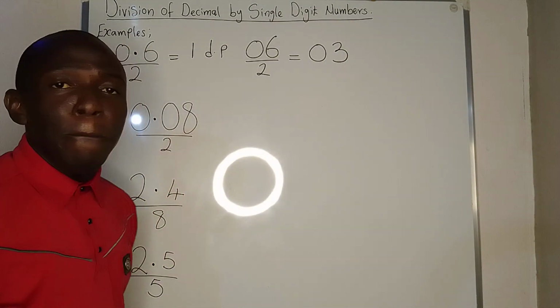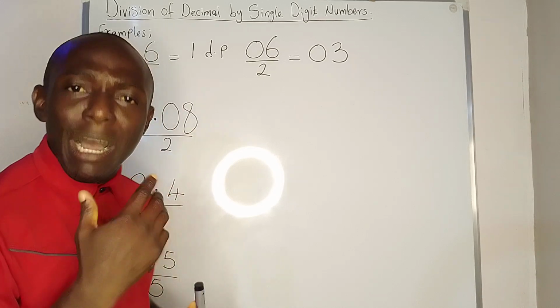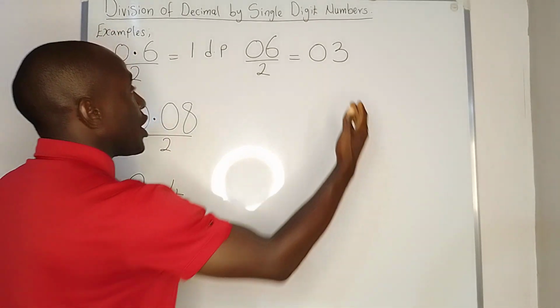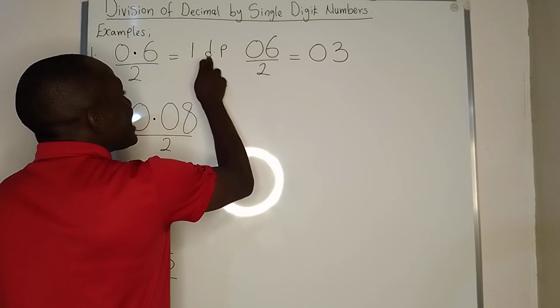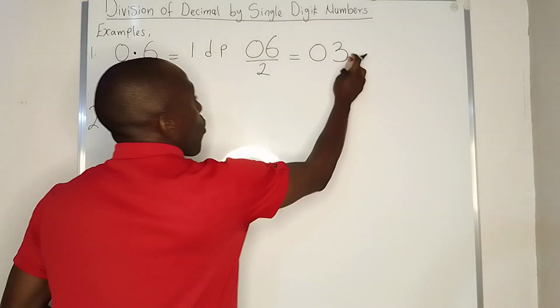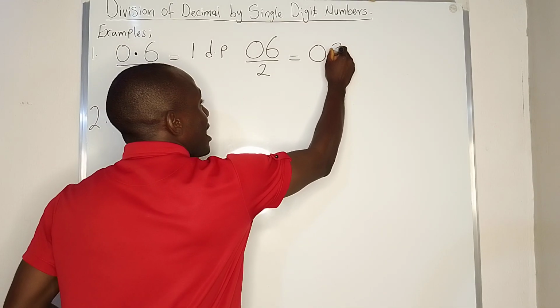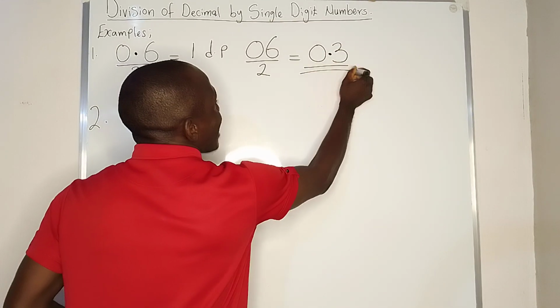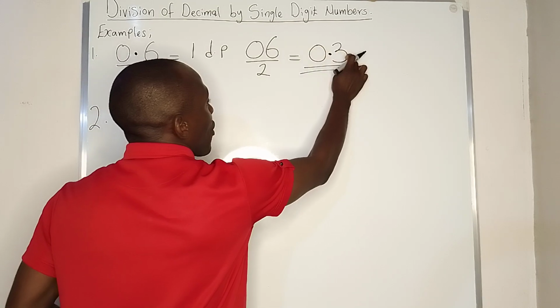Okay, we need to return our decimal point by counting from the right hand side. Remember, we have one decimal place, so we count from the right hand side, which is 1. Then we return our decimal point. So our answer is equal to 0.3.